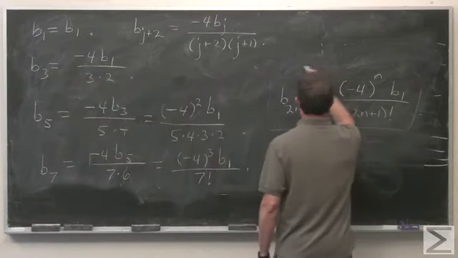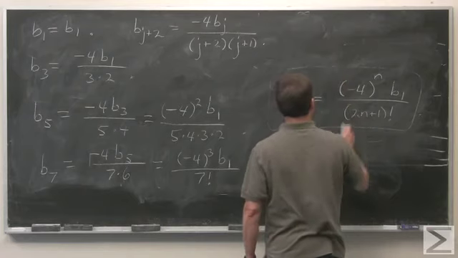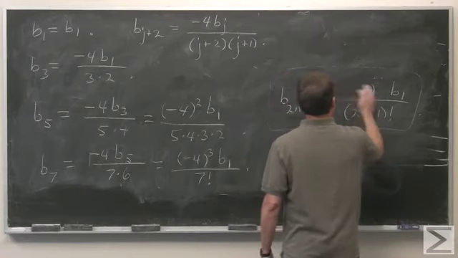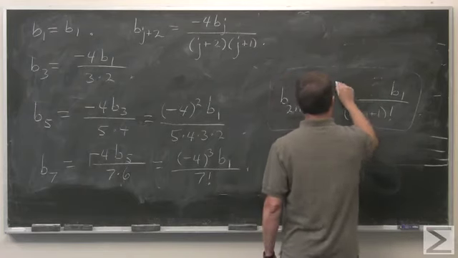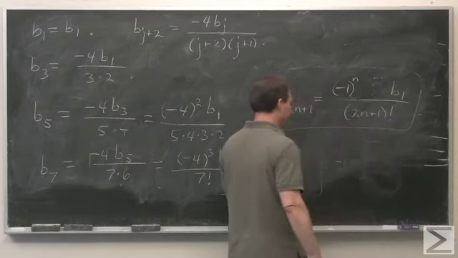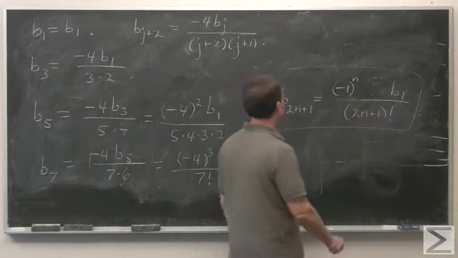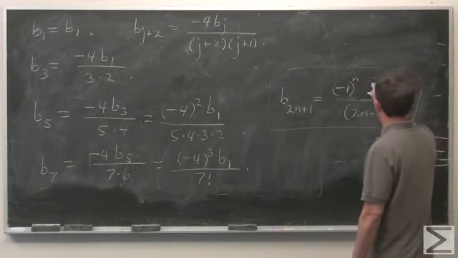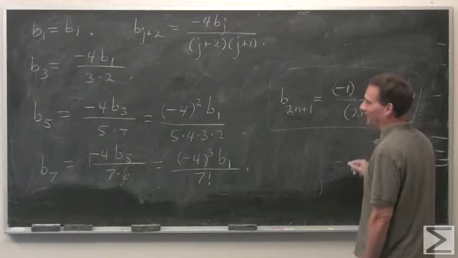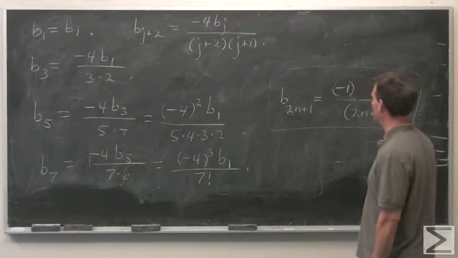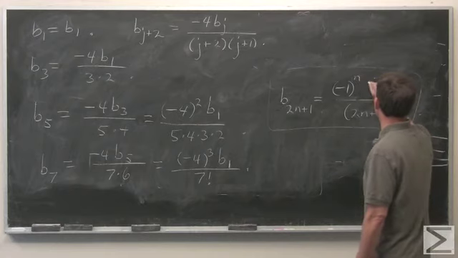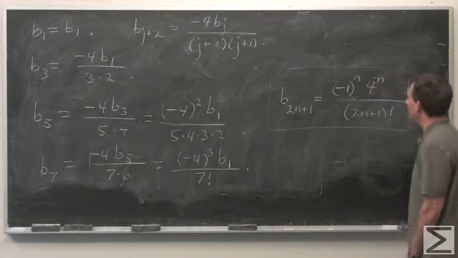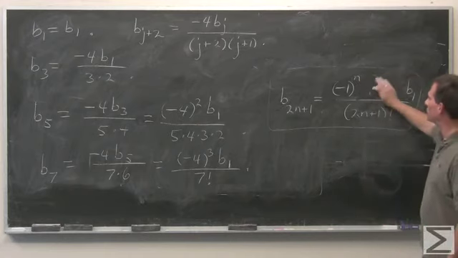And once again, it's nice to rewrite minus 4 to the n. Minus 4 to the n is minus 1 to the n. And then you've got, let me do this, all right, it's a minus 1 to the n times a 4 to the n. That's true, which is 2 to the 2n.